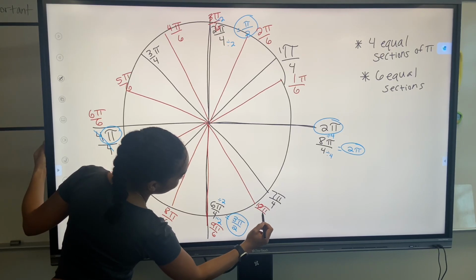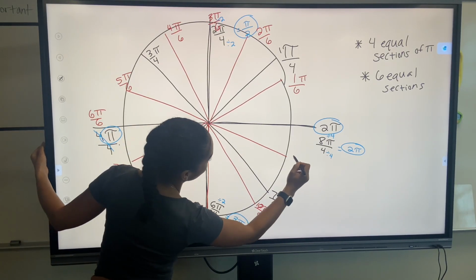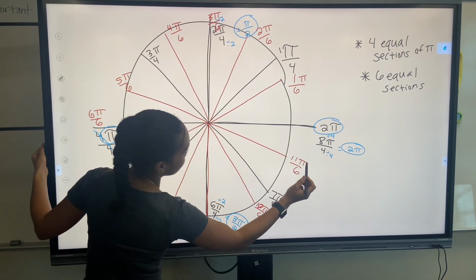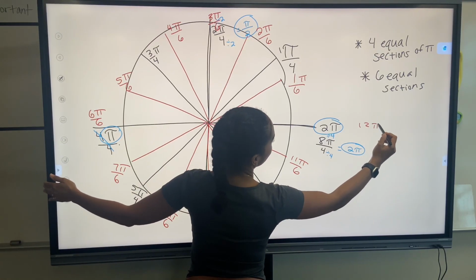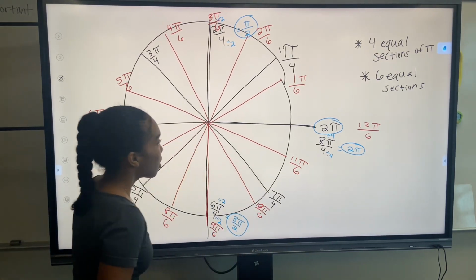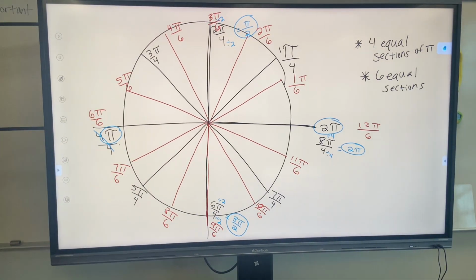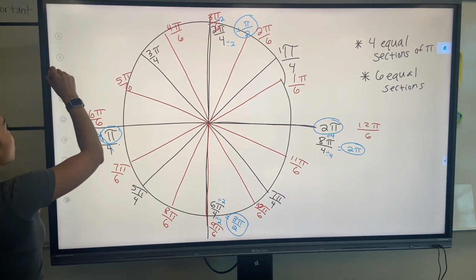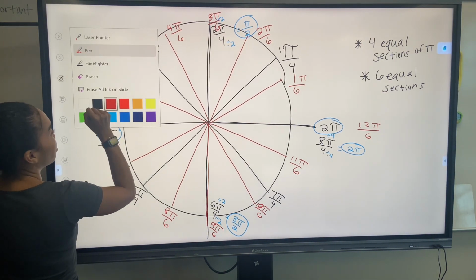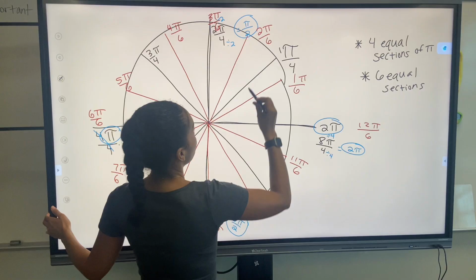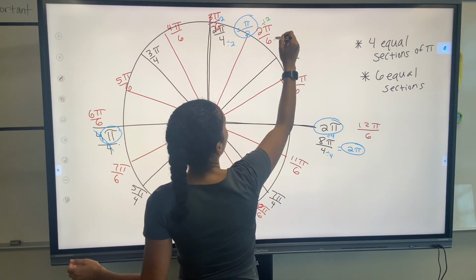10 out of 6. 11 out of 6. And 12 out of 6. All right, now we just go through and simplify the fractions. I'll do this in green. I haven't used green yet. So divide the numerator and denominator by 2.